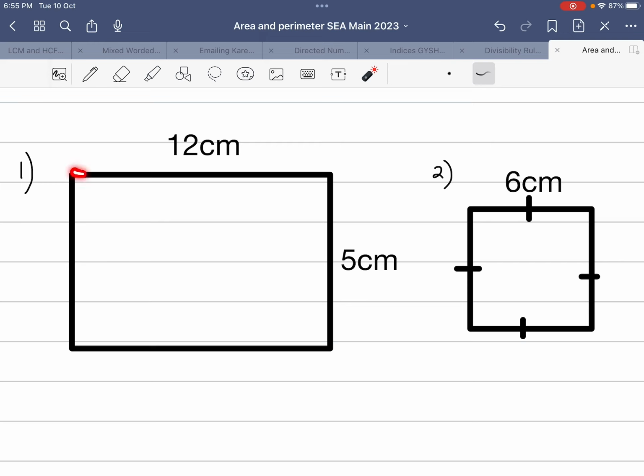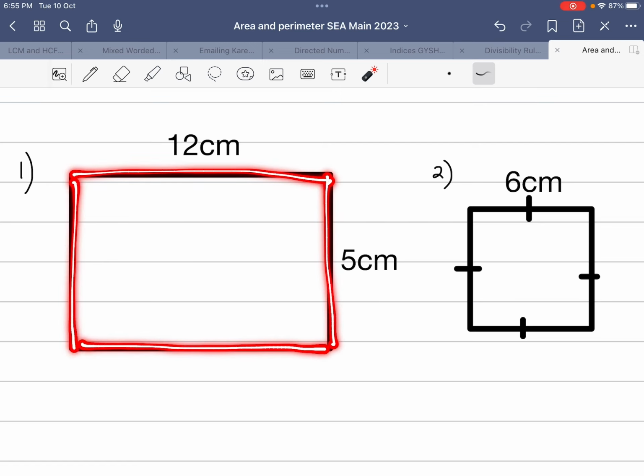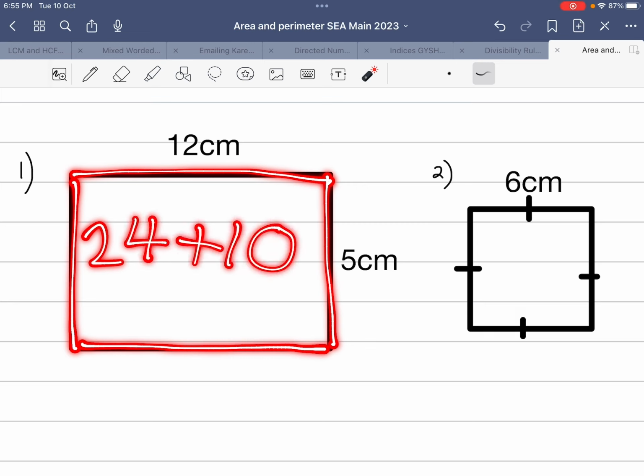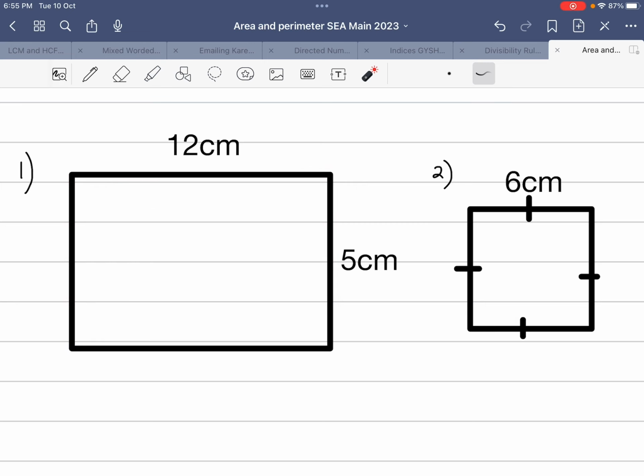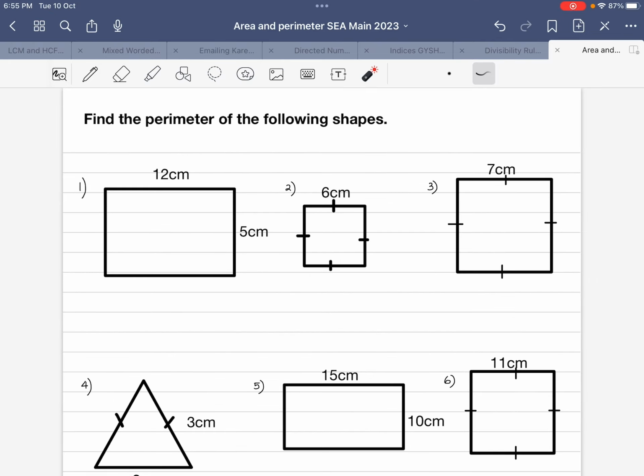So as we can see, this is a rectangle. So if this side is 12, then this side will also be 12. So 12 plus 12 is 24. 5 plus 5 is 10. So 24 plus 10 is 34. So the perimeter is 34 centimeters.